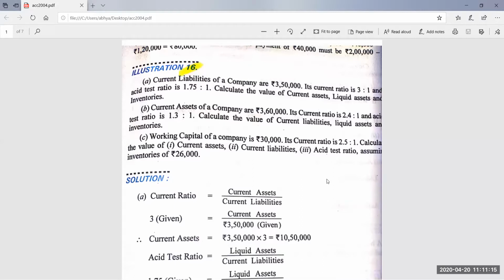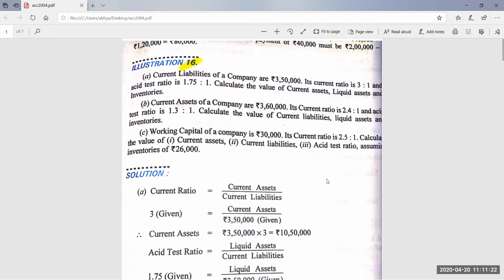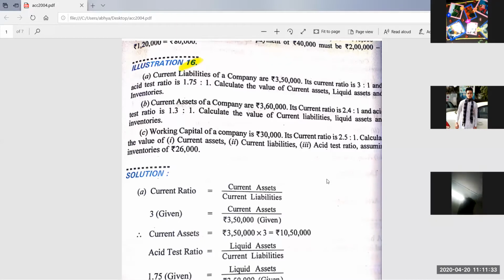Okay, students. So 3 questions I had given you. First I am discussing those questions. Question one was: current liabilities of a company are 3,50,000. Current ratio is 3:1 and acid test ratio, which is the alternate name of quick ratio. Liquid ratio, quick ratio and acid test ratio all are same, is 1.75:1. Calculate the value of current assets, liquid assets and inventories.